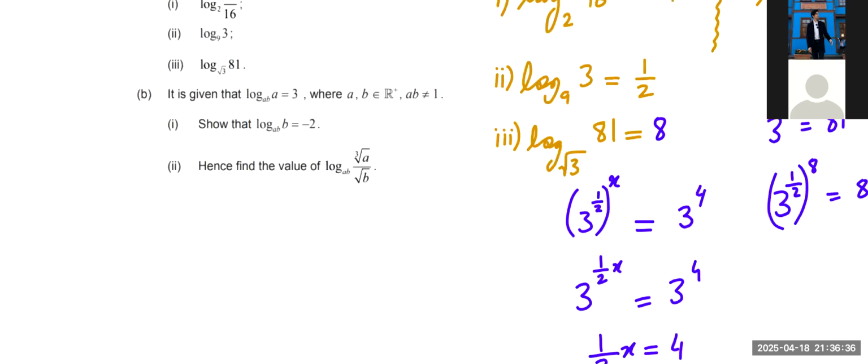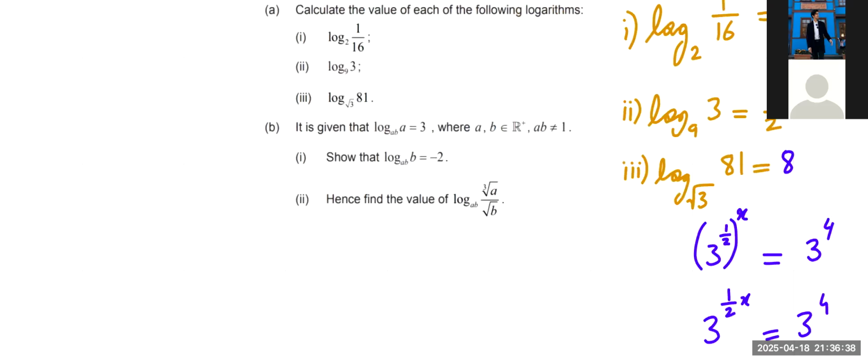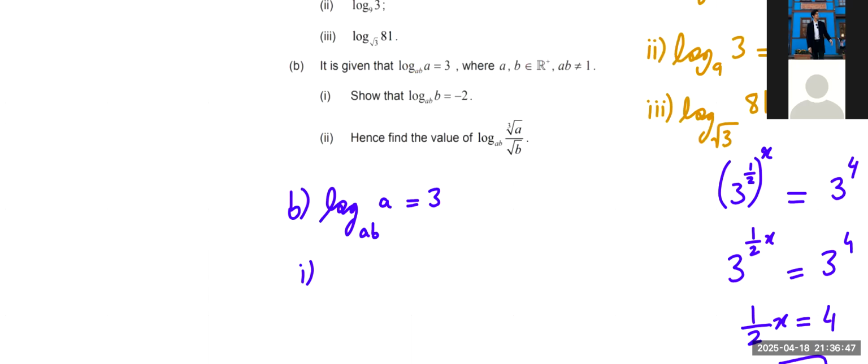Let's look at this one now. It's given that log base a times b of a equals 3. Show that log base ab of b is equal to -2. How do we do that?